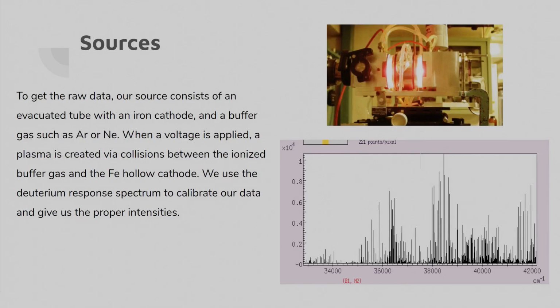After the calibrating deuterium spectrum is measured, we switch to the sample that will emit the spectrum we actually want to study, in our case, iron 2. To actually make the source glow and emit our desired spectrum, we apply a voltage across an iron hollow cathode inside an evacuated tube that's filled with a buffer gas, such as argon or neon. We then identify the emission lines with atomic transitions and proceed with our calculations.